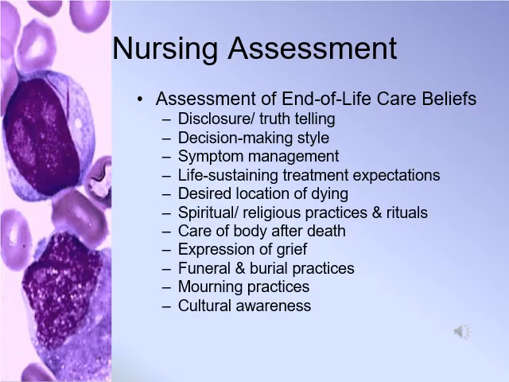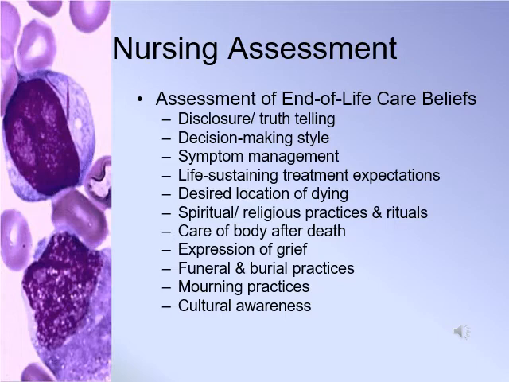These are just some bulleted areas of things that we might assess and ask more questions about. So disclosure, truth-telling: are there any topics that you and your family are uncomfortable discussing? Tell me how you or your family talk about very serious matters. Decision-making style, I think it's important to ask, how are decisions made in your family? Who would you like to be involved in your decision-making? Symptom management, acceptability of medications that they may be offered. What are their beliefs about medication management?